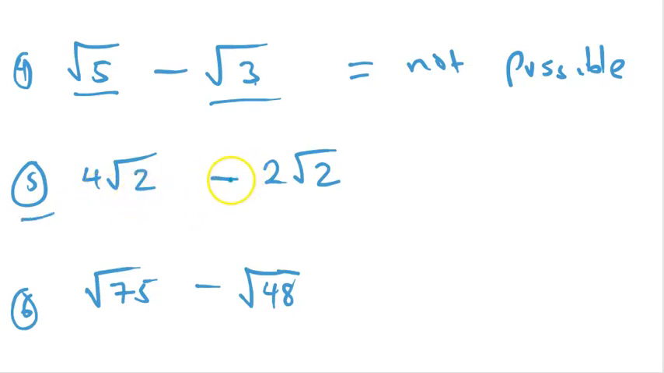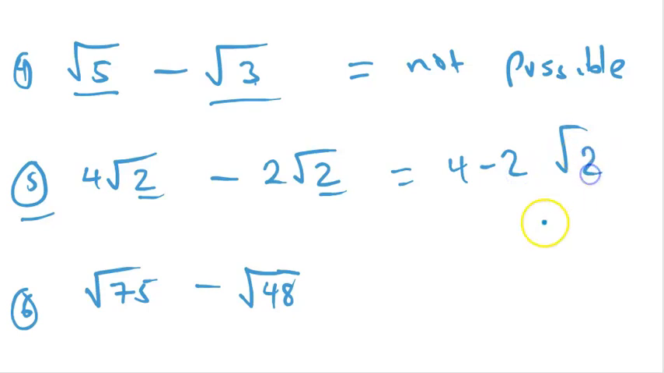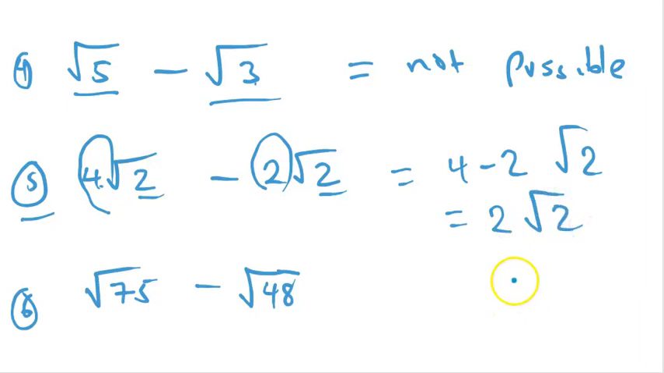4 root 2 minus 2 root 2. We are subtracting, but we have to first look at what is inside the radical. They are the same. Therefore, we just subtract. Like addition, you just subtract the coefficients and then multiply with what is inside the radical. 4, this coefficient here, minus 2 gives you 2, and then multiply with the radical, which is root 2. Okay, and that's your answer.